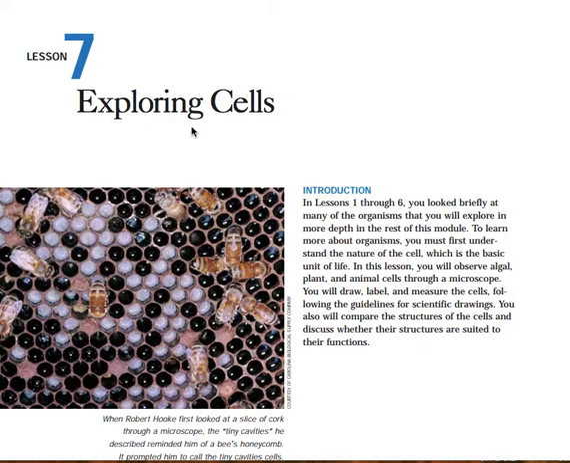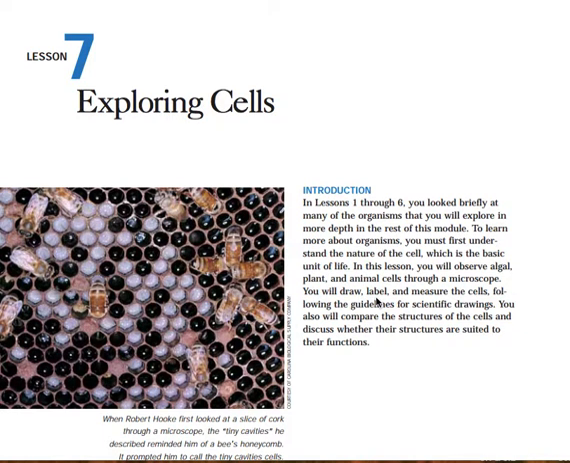Lesson 7, Exploring Cells. Introduction. In lessons 1 through 6, you looked briefly at many of the organisms that you will explore in more depth in the rest of this module. To learn more about organisms, you must first understand the nature of the cell, which is the basic unit of life. In this lesson, you will observe algal, plant, and animal cells through a microscope.